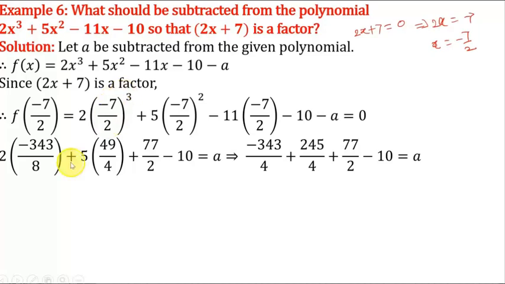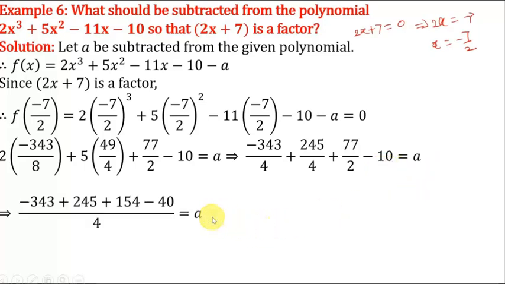Minus 7 by 2 cube means minus 343 upon 8 plus 5 into 49 upon 4 plus 77 upon 2 minus 10. Let's shift this minus a to the right hand side. Now next simplification. 2 ones are 2, 2 fours are 8. Therefore, minus 343 upon 4. Next, 5 into 49 is 245 upon 4 plus 77 upon 2 minus 10 is equal to a.